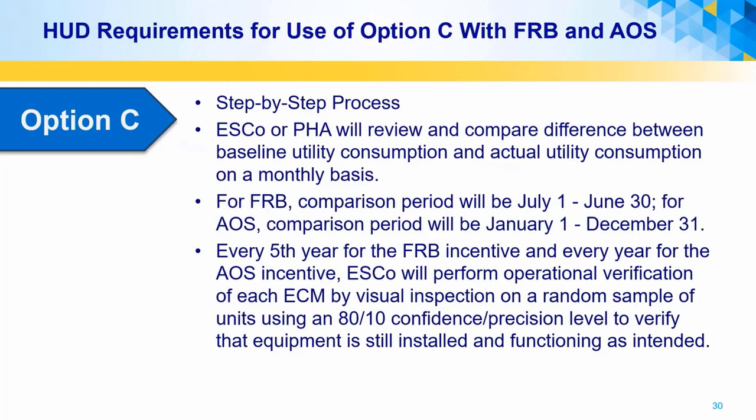HUD has specific requirements for M&V when using option C. It requires an analysis of potential baseline changes and actual utility consumption every year. For the frozen rolling base, the comparison period is July 1 to June 30th. But for the AOS, for the add-on subsidy, the comparison is a calendar year. Every fifth year for the frozen rolling base and every year for the add-on subsidy incentive, HUD requires the ESCo to perform operational verification of a sample of installed ECM equipment to identify performance issues that might impact utility consumption and to verify that the equipment is still installed.